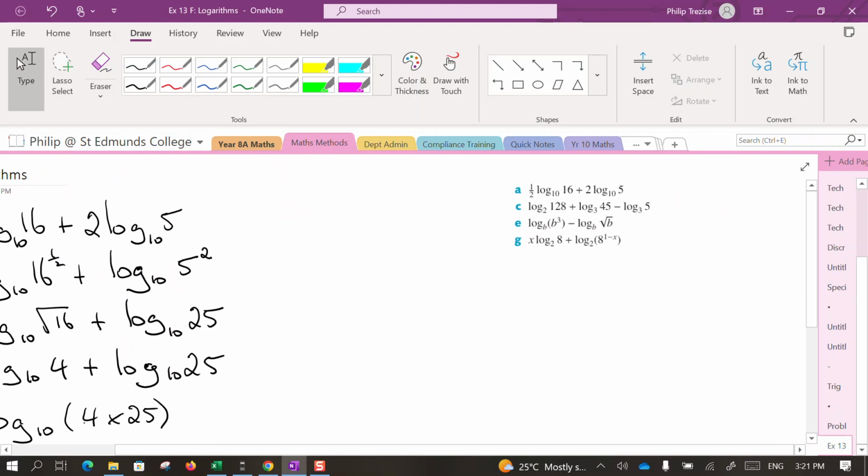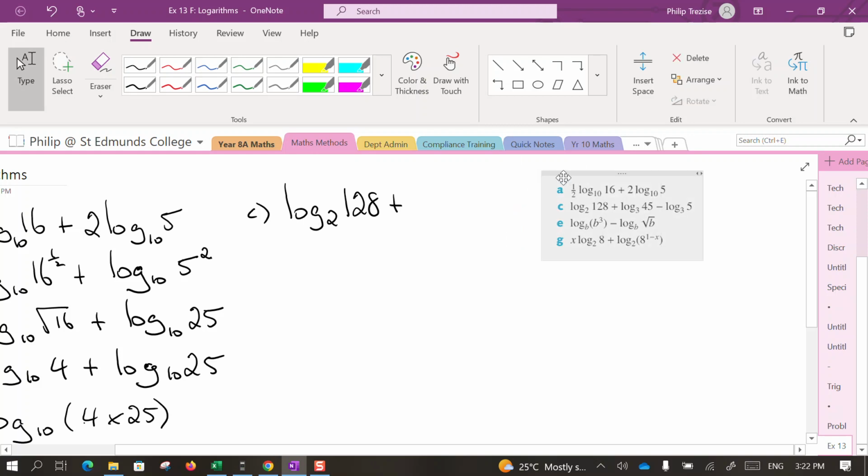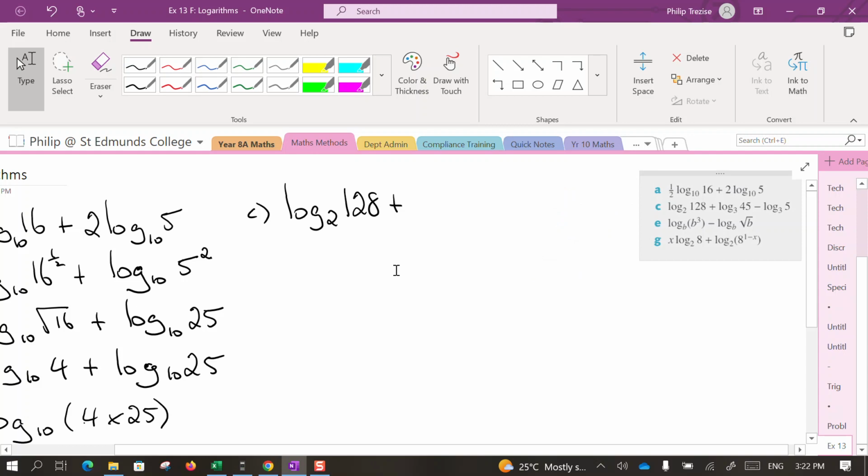Let's do part B. Beg your pardon, it's part C. So I have log base 2 of 128 plus, looks like that's going to have to move over a bit. Okay, back to where we were, plus log base 3 of 45 minus log base 3 of 5.